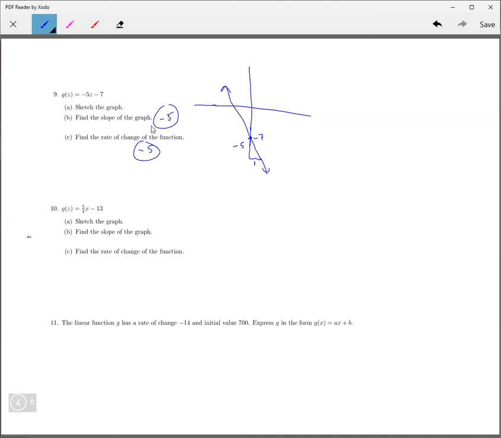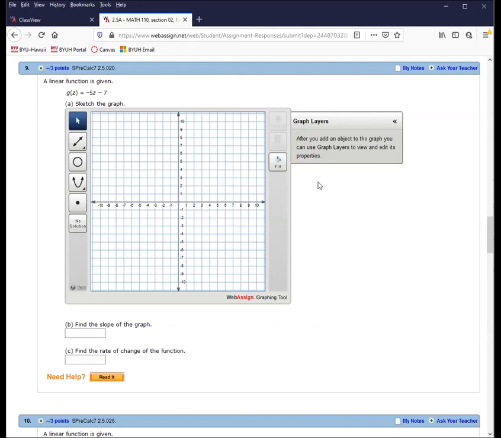Okay, so let me flip over to WebAssign to do this right here. Okay, so here's the exercise on WebAssign. What you want to do is select the line tool, which is this one. So make sure that's highlighted in blue. And then, like I said, you find this y-intercept of negative 7, which is right here. You click it right there. That's your first point.